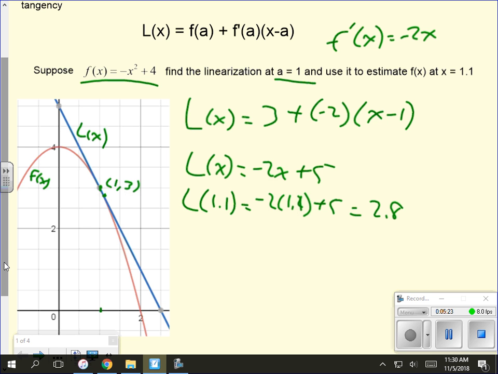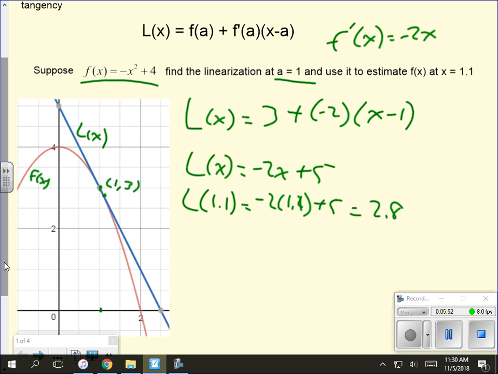And which would you rather do? Take negative 2 times 1.1 and add 5. You can do that really easy. Or you can take 1.1 and square it, make that negative, and subtract it from 4. It's not hard, but it's kind of the idea behind it. Depends upon the equation you're dealing with. The linearization is very much easier to work with than the actual equation you're working with. Other ones, not so much.